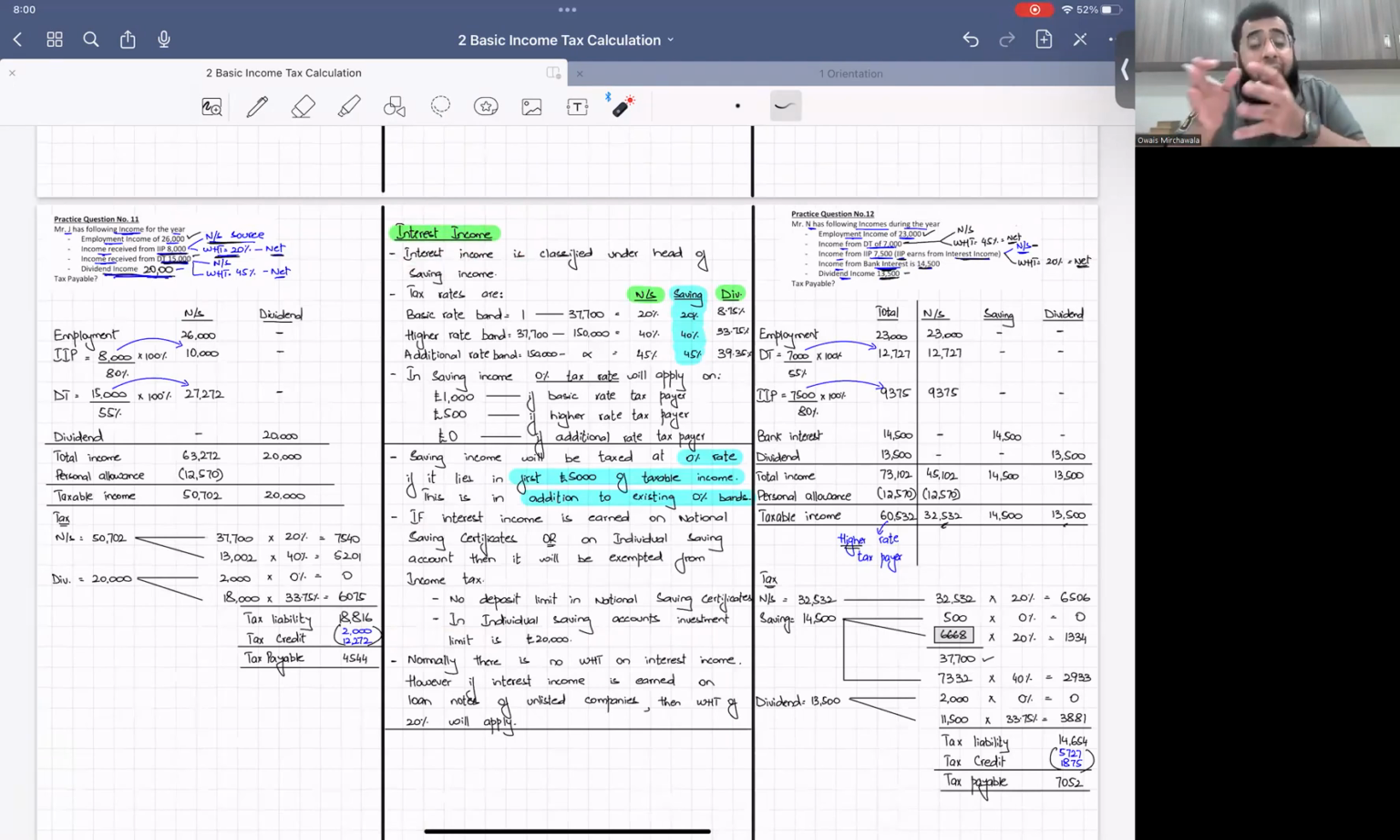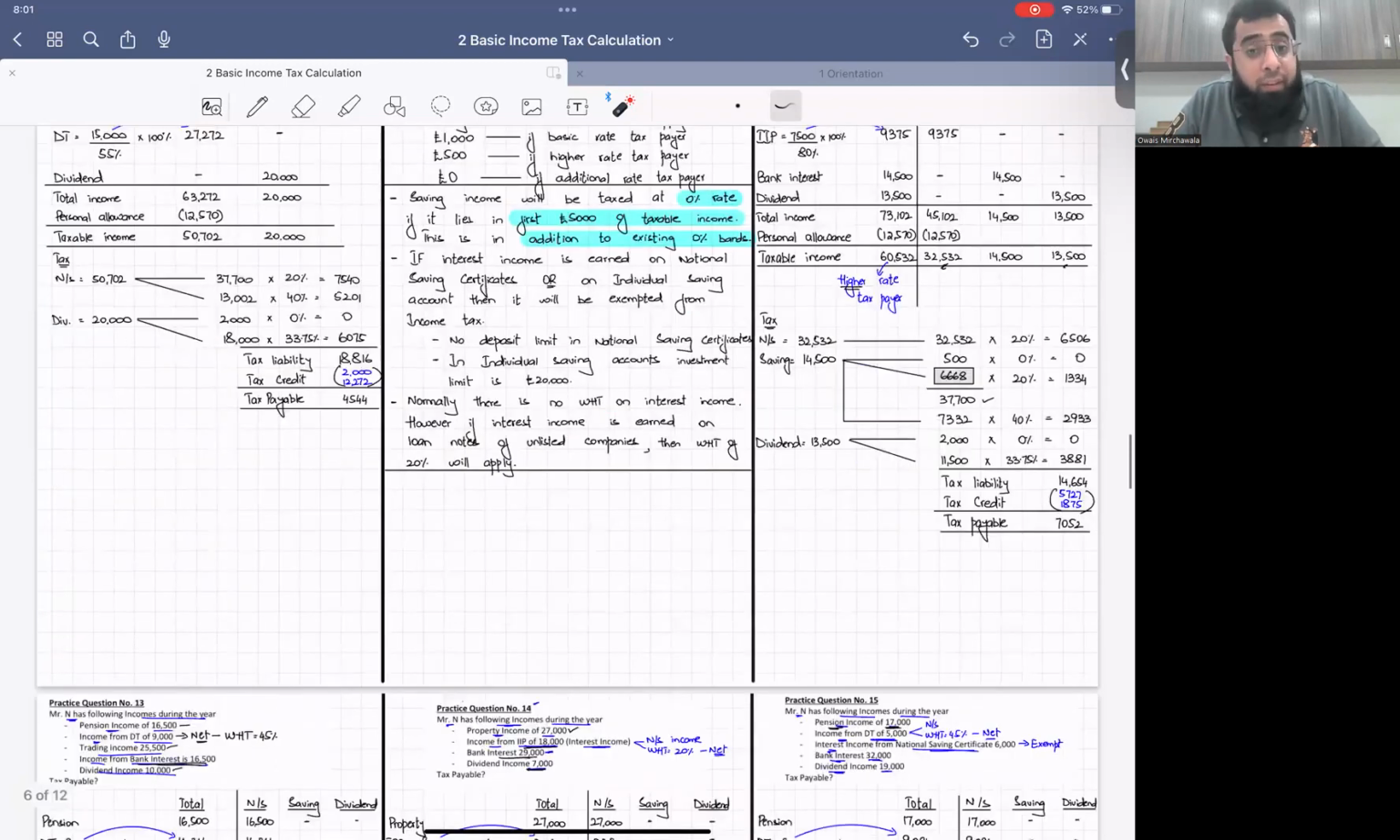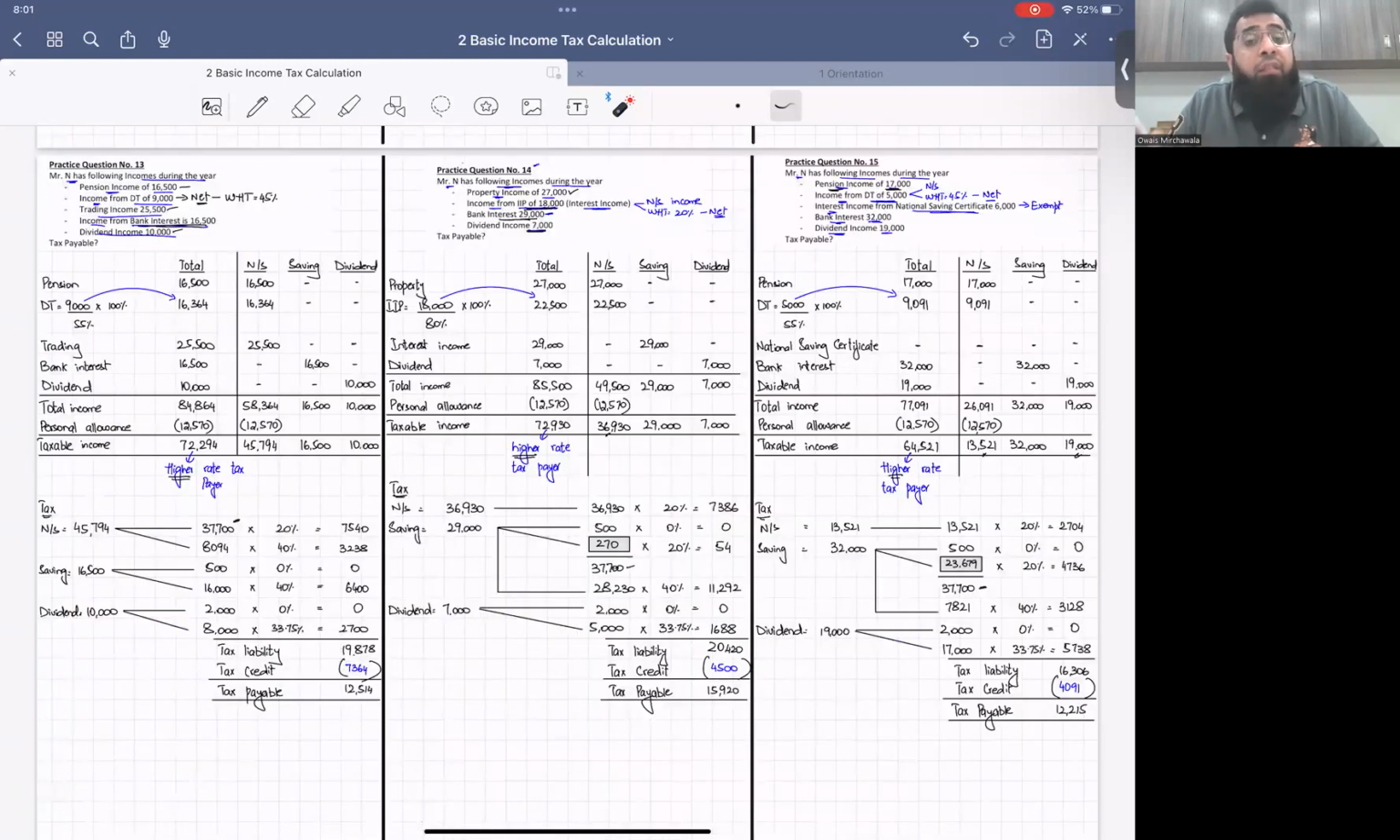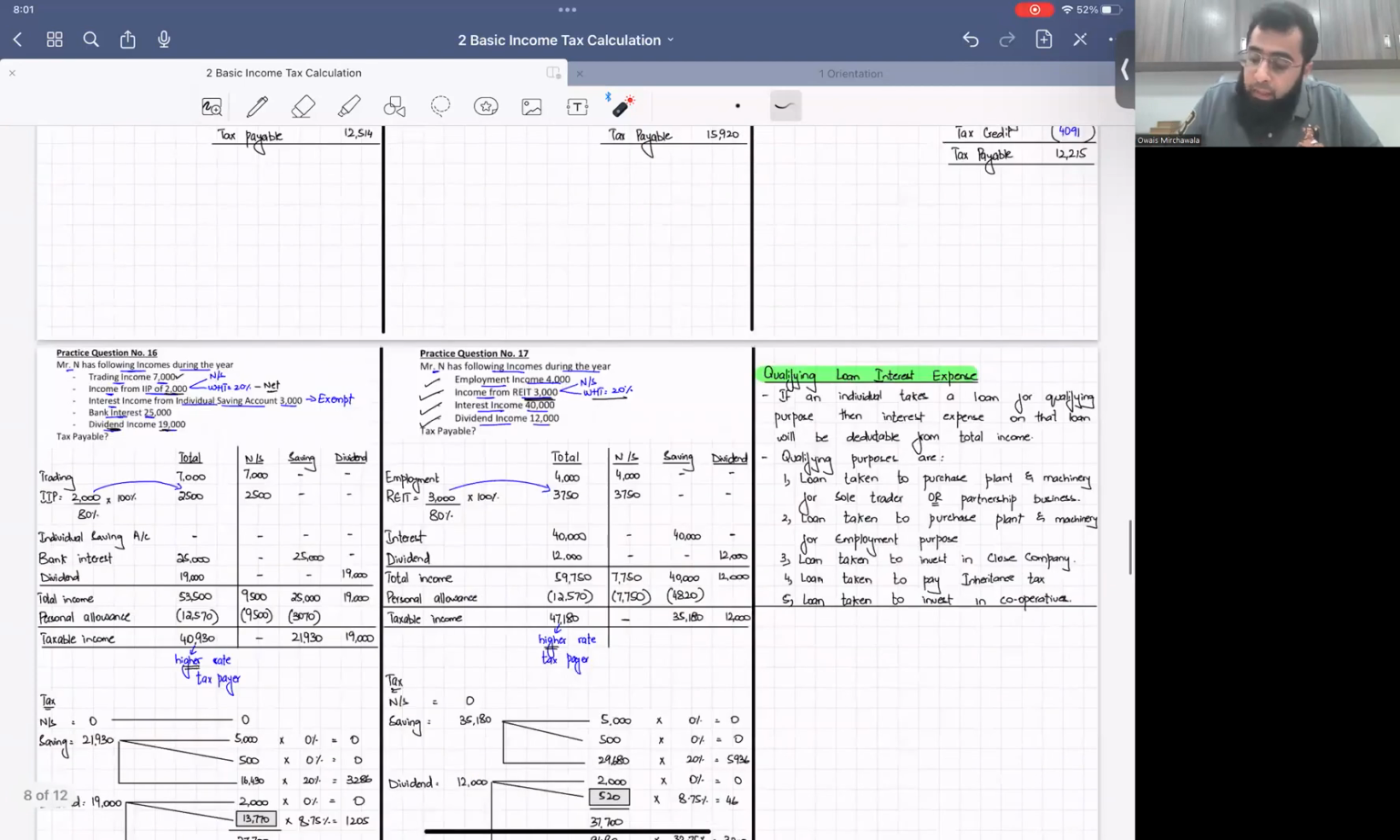The interest income is classified as a separate head, saving income, and it has its own tax rates. We discussed the 0% band, the withholding tax concept, that normally on interest income, there is no withholding tax. But if it is interest income from unlisted company, then withholding tax of 20% will apply. We discussed national saving certificates and individual saving accounts. And then we did few practice questions.